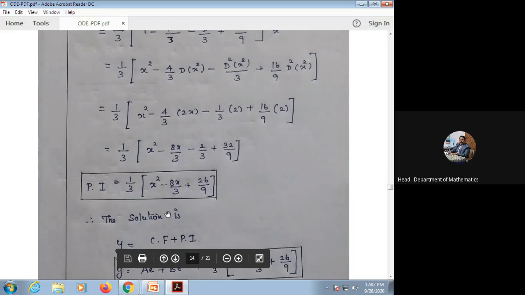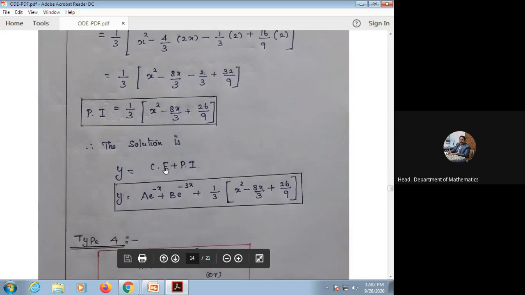Then the final solution is y equal to complementary function plus particular solution. That is y equal to the complementary function a e power minus x plus b e power minus 3x. This is the complementary result. Therefore the particular solution result is 1 by 3 x square minus 8x by 3 plus 26 by 9. This is the third type for solving the ODE equation.